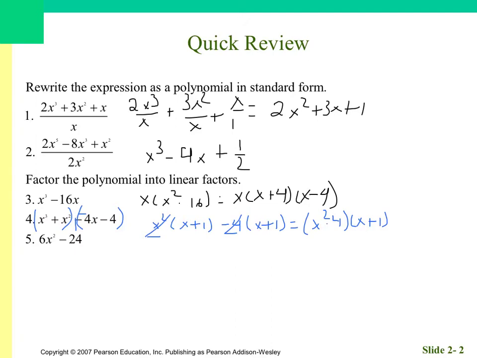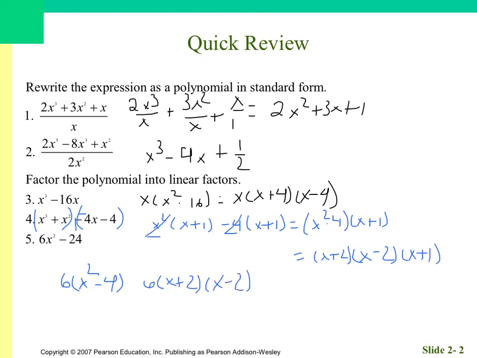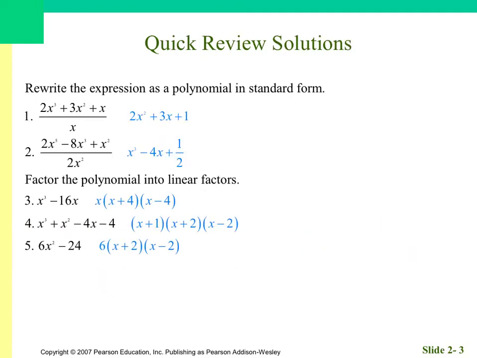Factor that one again. Factor the first one, you get x plus 2, x minus 2, and then you still have x plus 1. So there's that one. Last one, we'll start by factoring out a 6, and you get x squared minus 4. But that would factor into x plus 2, x minus 2. If you need help with this, we need to get caught up, so let me know. And that's what we got. So there you go.